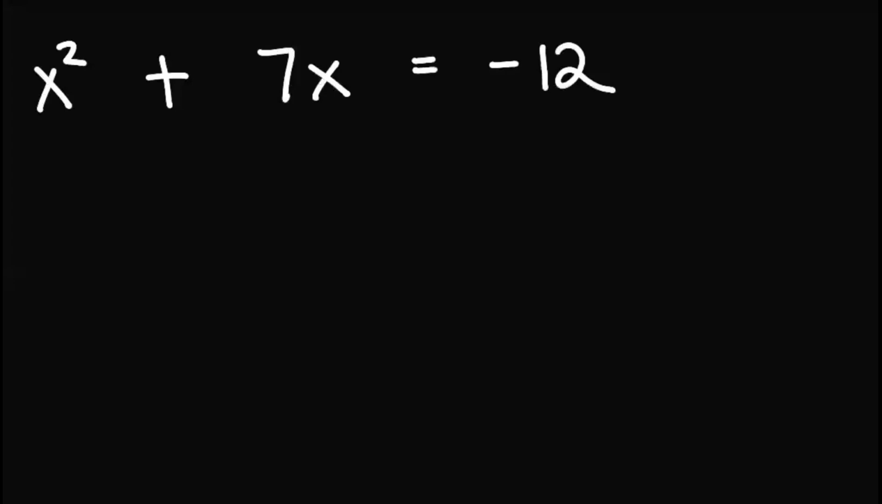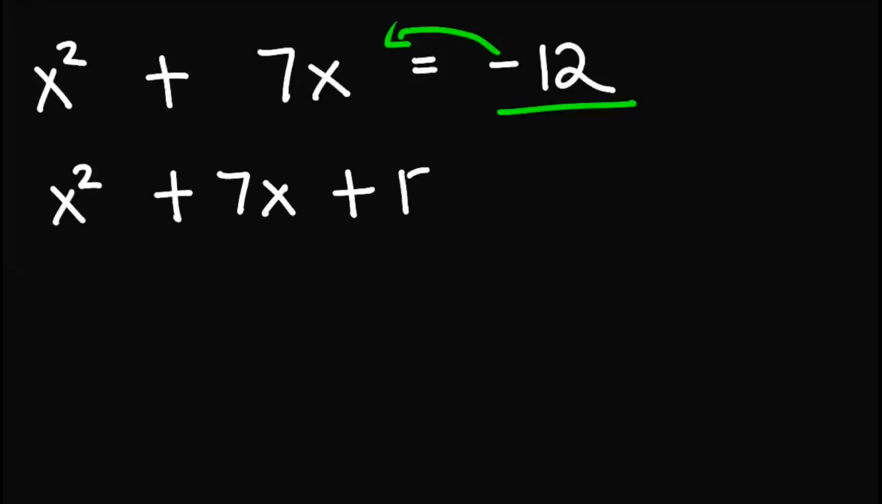Let's have this third example. Let's have x squared plus 7x equals negative 12. Since the form of the equation is not our desired form, we first transfer this term to the left side. So we'll obtain x squared plus 7x plus 12 equals 0. And from here, our goal now is to factor this one.